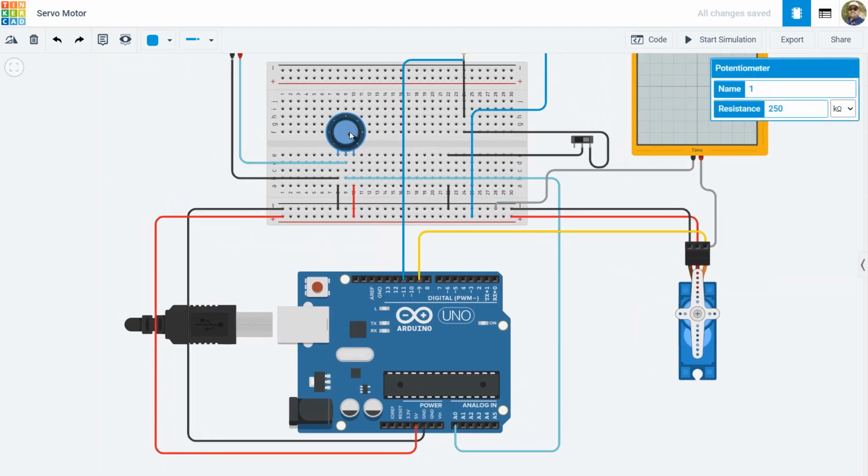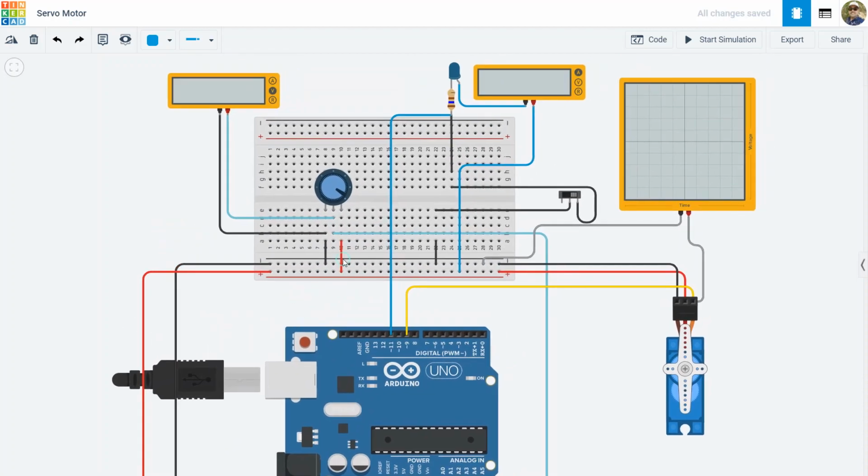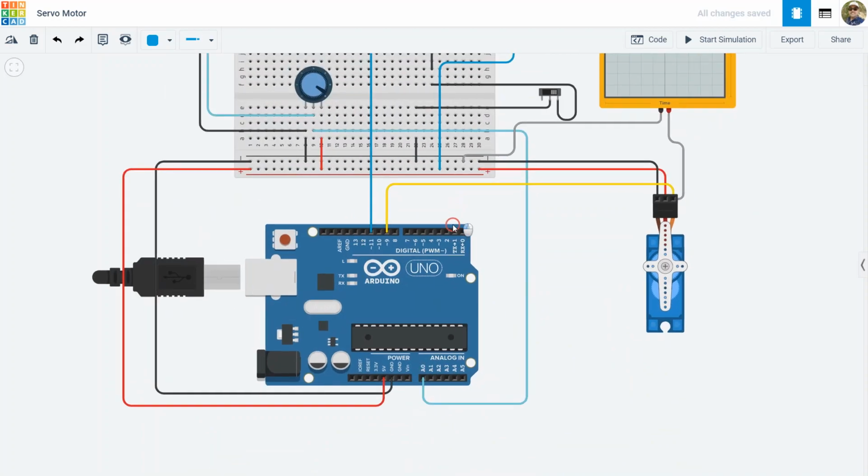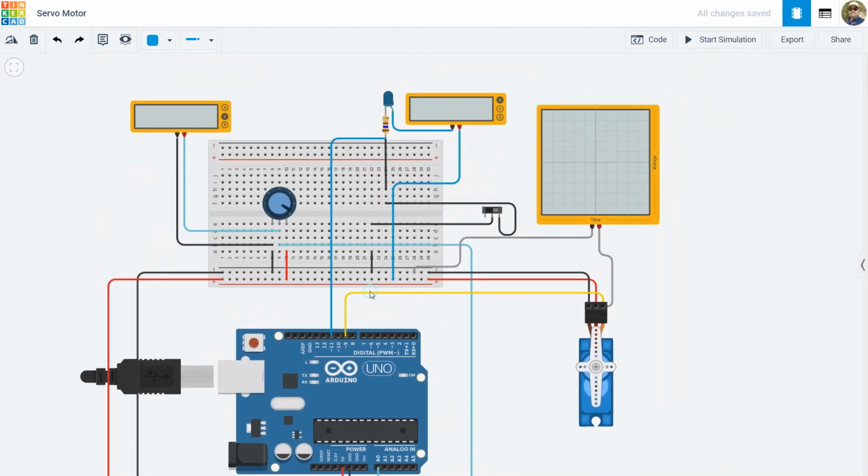We can see there is a potentiometer which is connected between a 5 volt and a ground, which serves the purpose to control the voltage between the two limits. The output is taken from this via this blue wire and is fed into the analog input pin A0. Depending on the voltage that is being fed, a signal is sent from this pin number 9 via this yellow wire to this servo motor, via which we can control the motor.